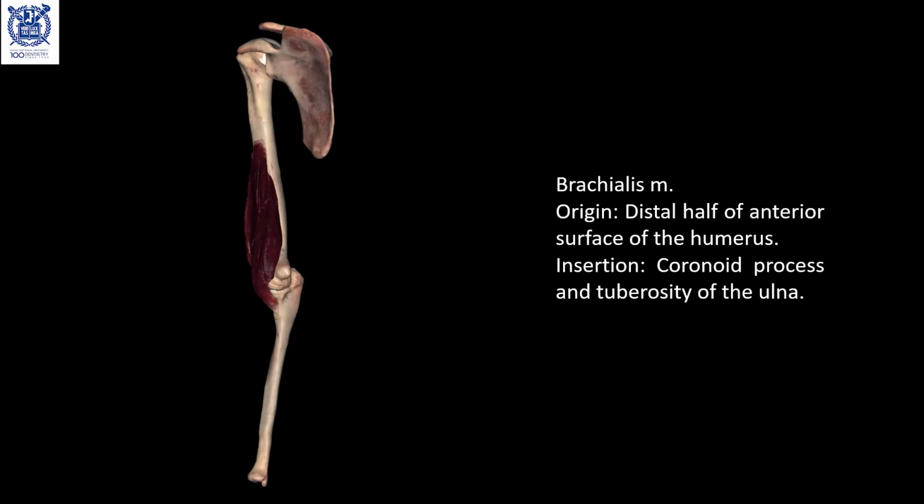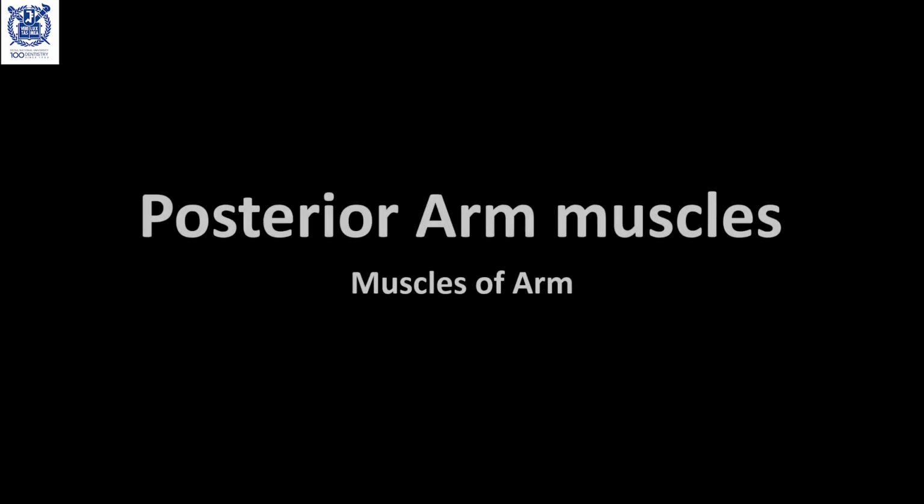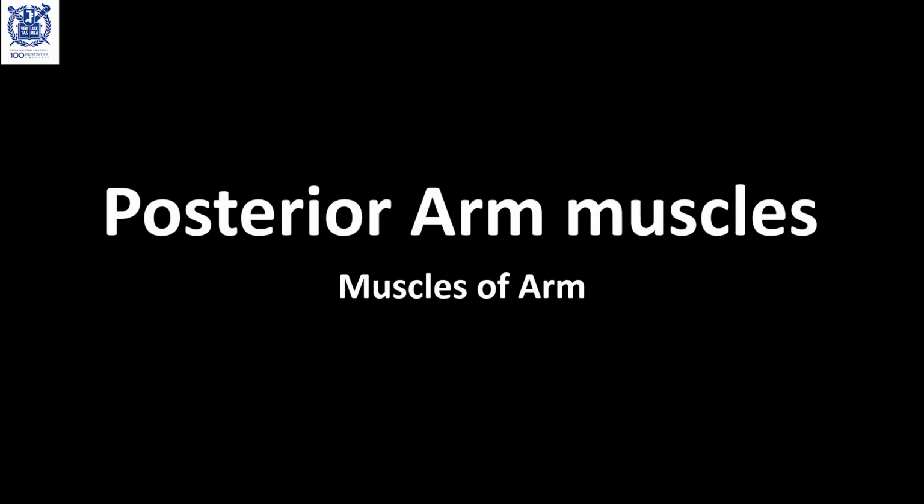Brachialis muscle. Origin: distal half of the anterior surface of the humerus. Insertion: coronoid process and tuberosity of the ulna. The muscles of the posterior compartment are the triceps brachii and the anconeus muscle, and these are innervated by the radial nerve. Their blood supply is from the profunda brachii. The posterior compartment of the arm is also known as the extensor compartment, as its main action is extension.